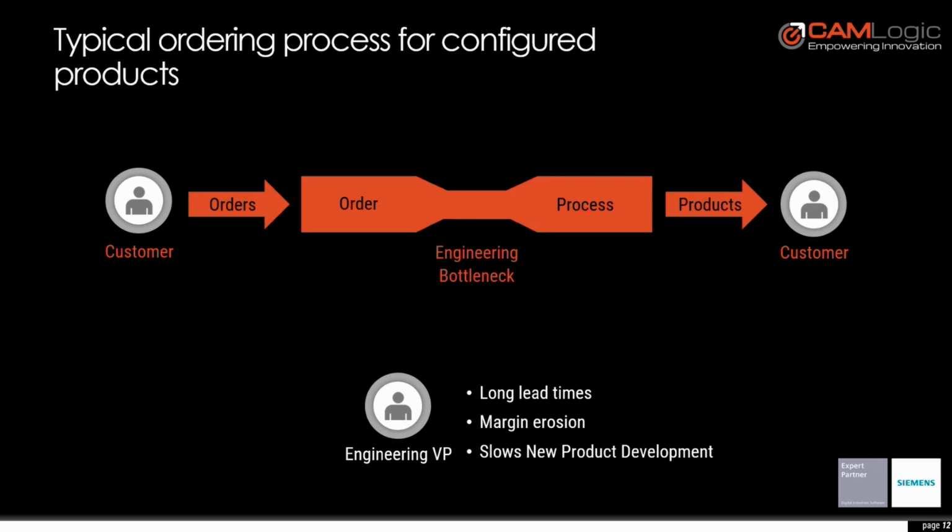Similarly, with just a regular ordering process, the orders that come in from a customer frequently have to be processed and sent to the engineering department so that they can analyze the requirements, configure the designs or products, and only once those designs have been completed and analyzed can it now be sent over to manufacturing. Again, this leads to longer lead times and margin erosion, but on this end, it also slows new product development because that engineering time goes into configuring existing products rather than developing new ones.